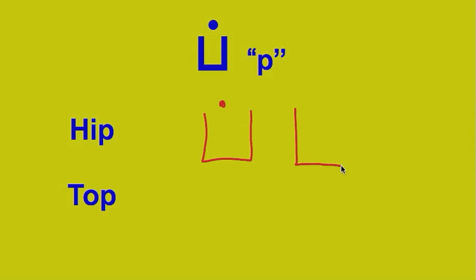So just 3 line segments or right angles, just like you're starting to make the letter ta or da, and then a third line continues it. And good examples of this sound in the English language are in the words hip and top.